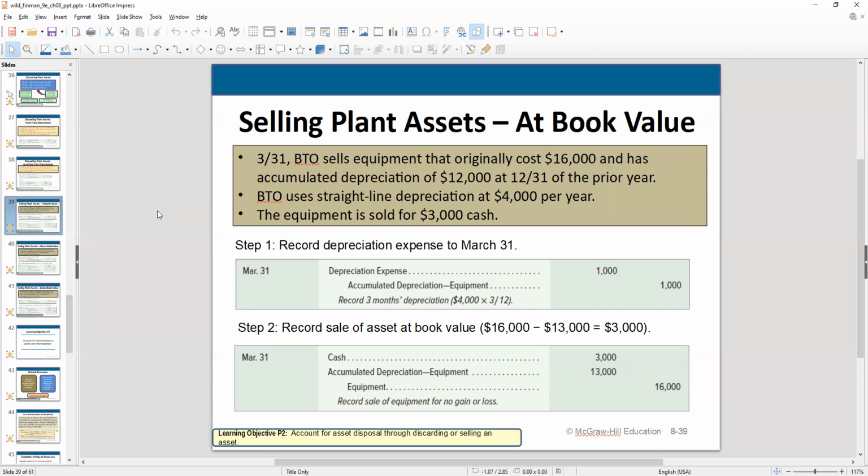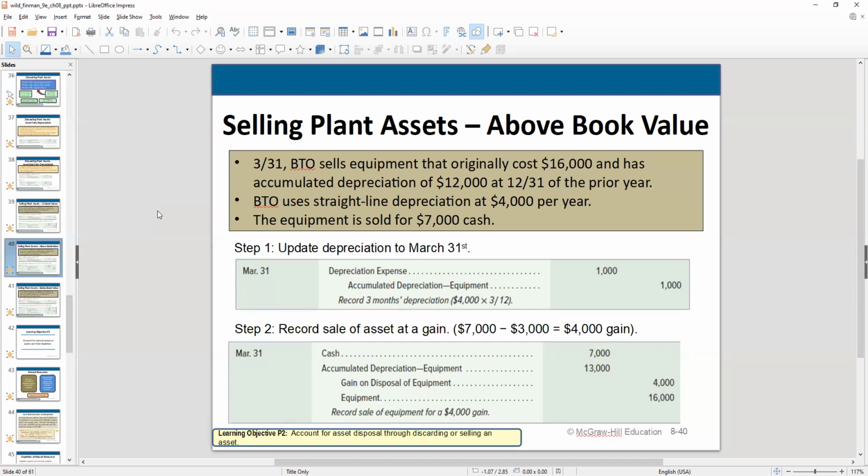Next, we have to record the cash we received. So the cash we received is $3,000. The accumulated depreciation equipment is $13,000, which happens to match our book value. So, I mean, there's no gain or loss. And then we're going to credit equipment $16,000. No gain or loss. We don't have to record a gain or loss on getting rid of this equipment.